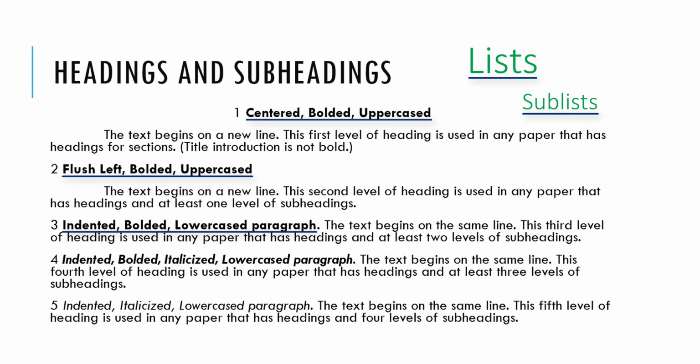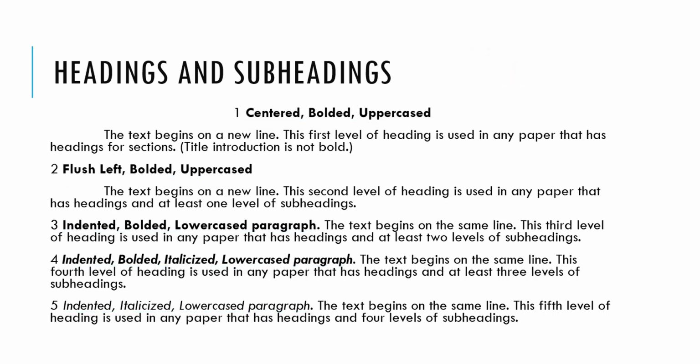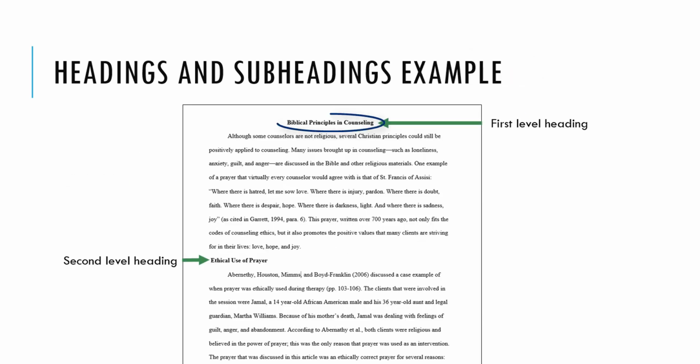Third level headings are used to create a subsection within the second level subheadings. The fourth level is indented, bolded, italicized, and lowercase ending with a period. Finally, the fifth level subheading is indented, italicized, and lowercase ending with a period. You should always start with the first level of heading and only use the next level if you will be dividing that information in that section into 2 or more subsections.